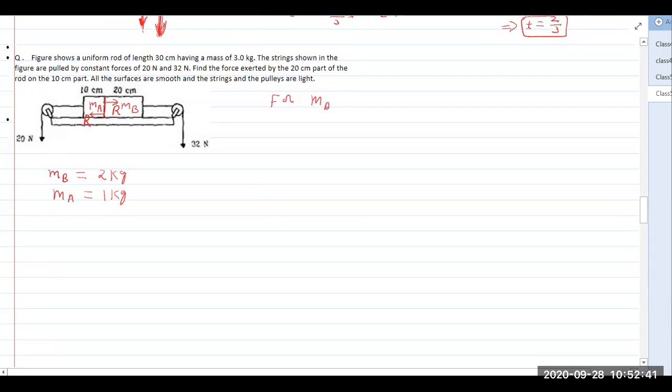For MA, what are the different forces? You can see the different forces. On MA, the string will pull like this, so the force R acts in the rightward direction. And then there is 20 Newton acting through the tension, through the left string. And then we have the weight, MAG, and the normal from the ground, suppose NA.